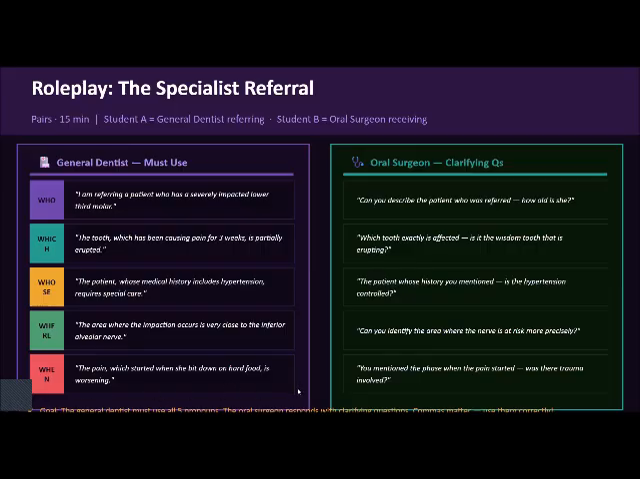Good. And we can also do these in question form. Now, these questions could obviously be answered by these responses, but let's practice them all the same. Paula. Can you describe the person who was referred? Who is she? Good.